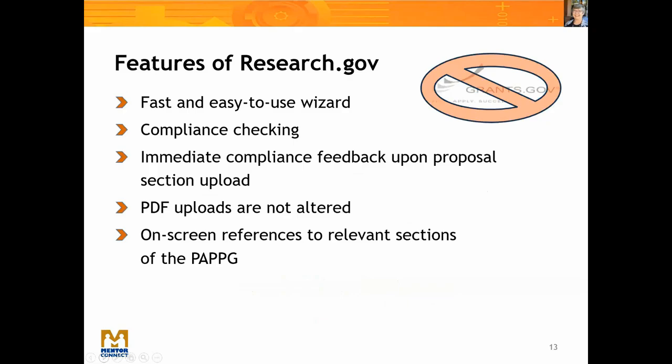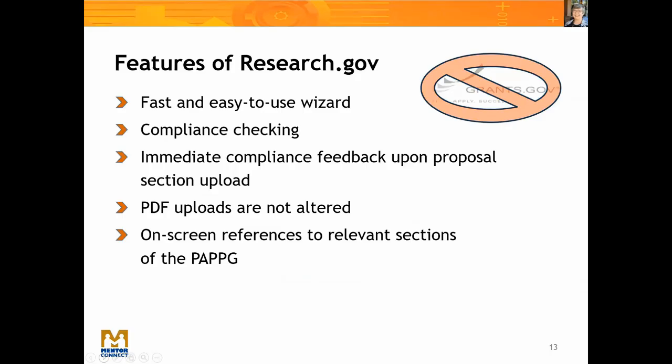Some people who have experience with federal grants might be tempted to use grants.gov. Do not do this. Let me repeat again. Do not use grants.gov. You should use research.gov. Why? First of all, it is a fast and easy-to-use wizard, and it has an expanded compliance check which gives you immediate compliance feedback when you upload each section.